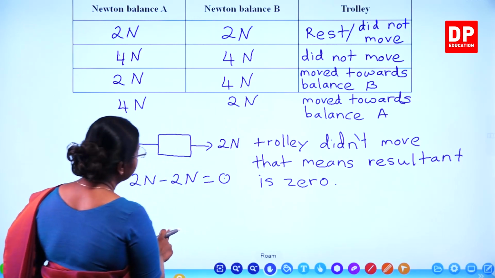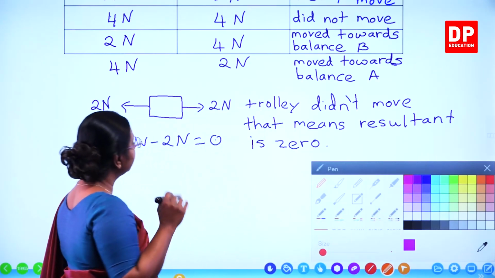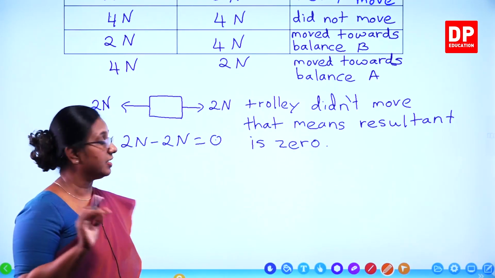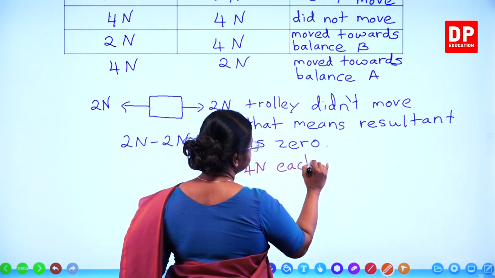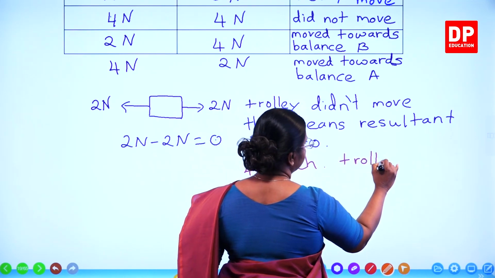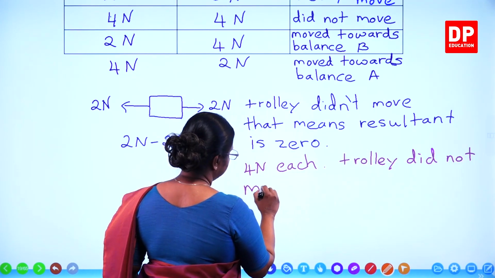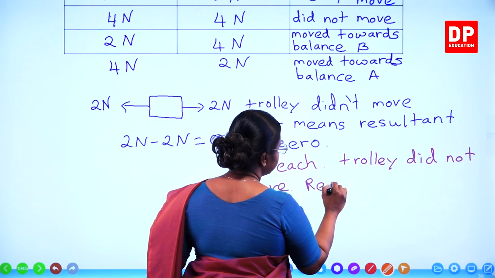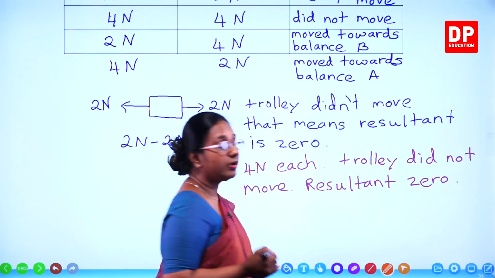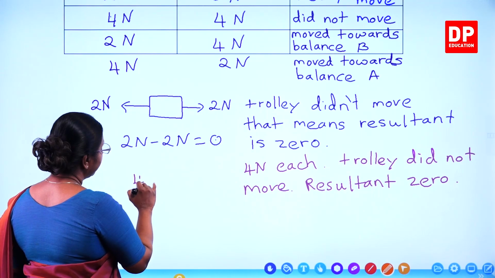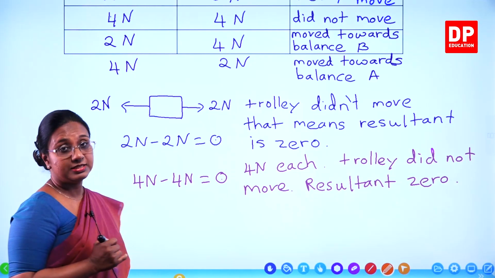Then when we had a similar instance, 4 Newton forces, that also gives rise to the same observation. You have 4 Newton force each. Then trolley did not move, so resultant 0. So how do you get this resultant force? If you subtract 4 from 4 Newton, 4 Newton minus 4 Newton will be 0.